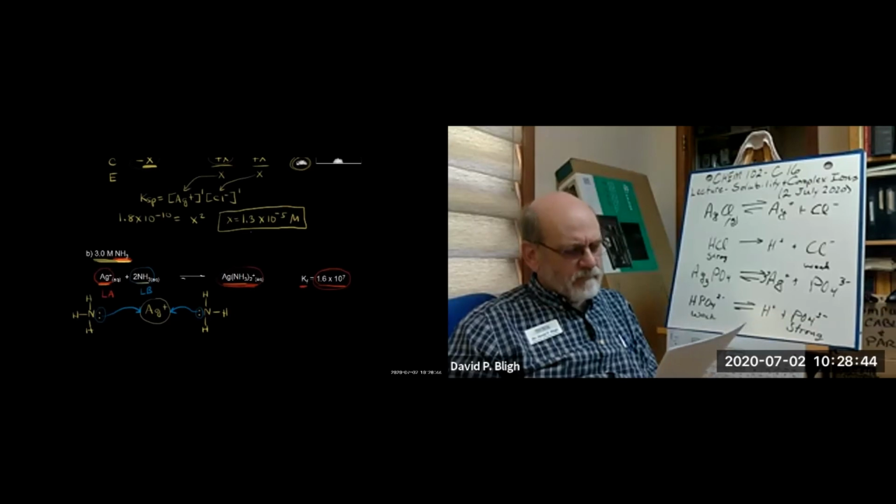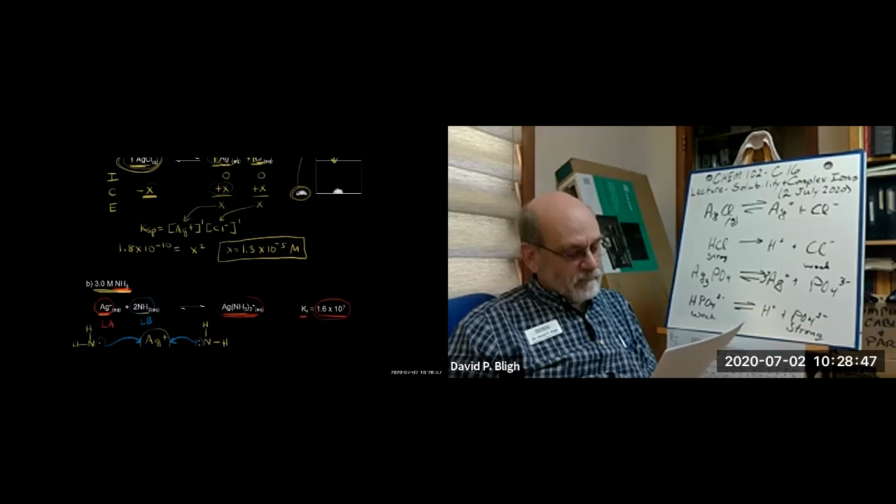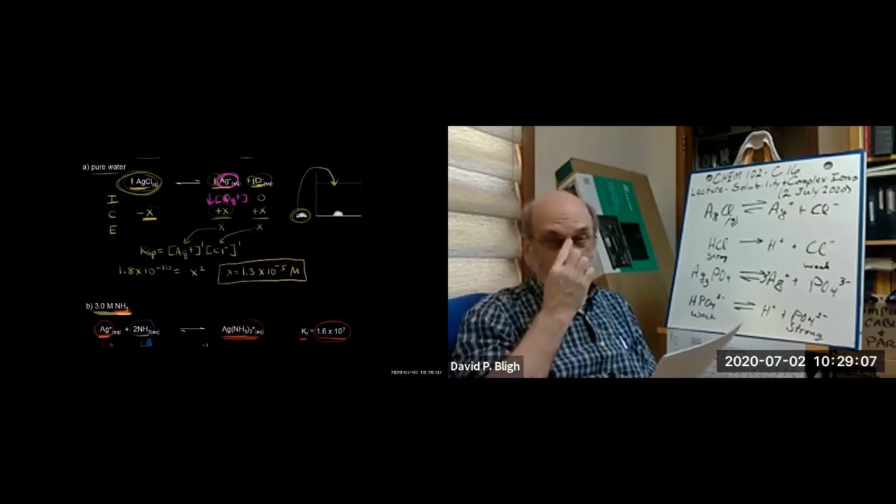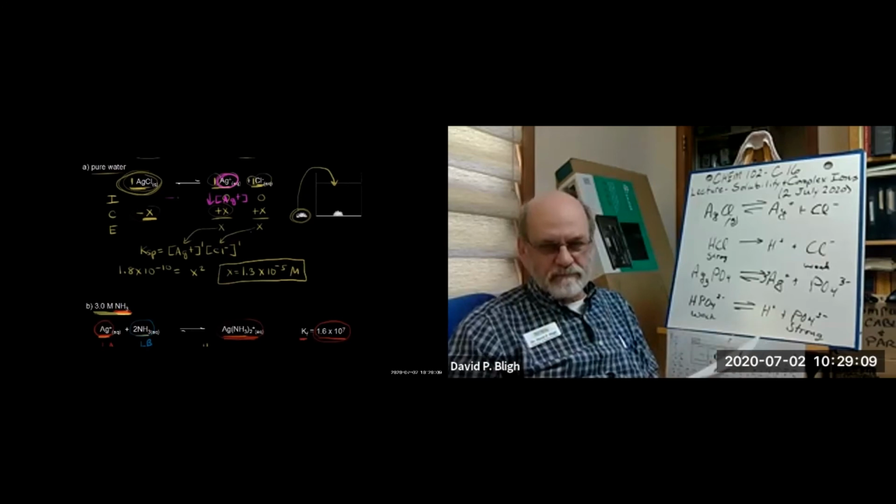So if we go back up here and think about our equilibrium, if we have ammonia present, we're going to be removing silver cations from solution. So we're decreasing the concentration of silver cations, one of our products. Le Chatelier's principle says if we're decreasing the concentration of one of our products, our equilibrium is going to shift to the right to make more, therefore increasing the solubility of silver chloride. More is going to dissolve because the ammonia is present, because of the formation of our complex ion.